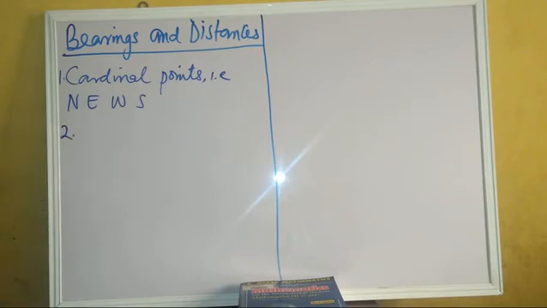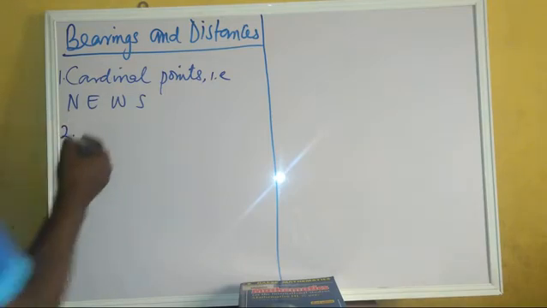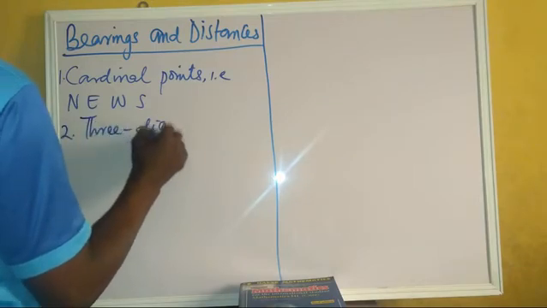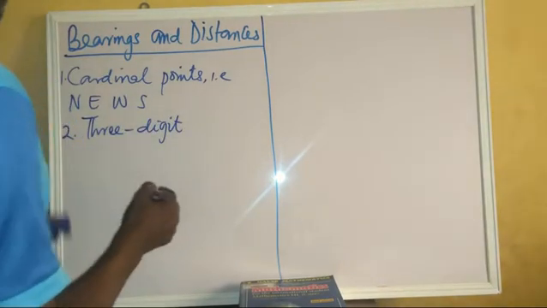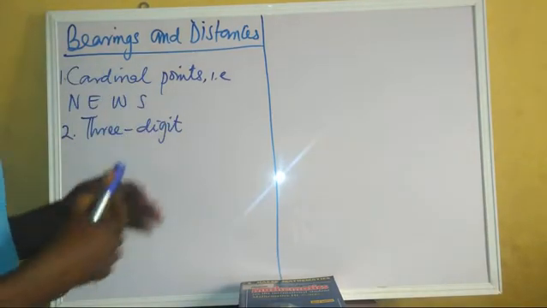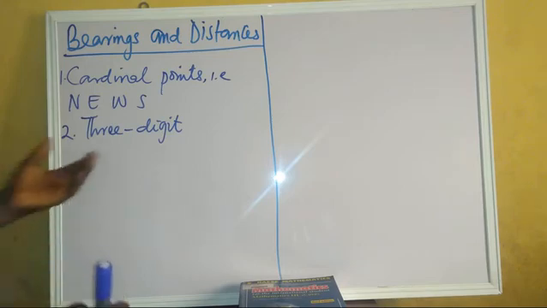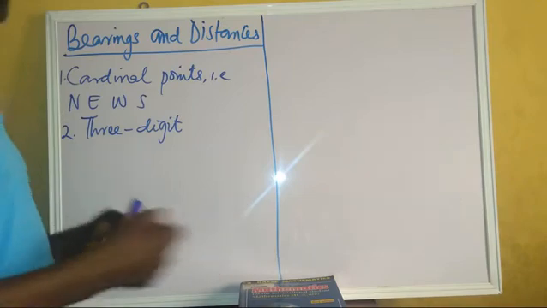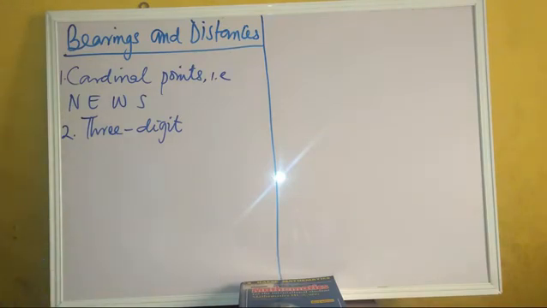The second way by which we will be given the bearing is the three-digit form, in which no direction is specified. But the moment we are given a three-digit form, it means we must start from the north pole of that particular starting point.